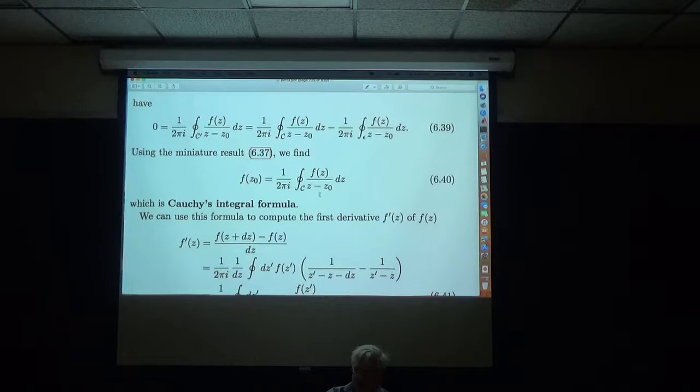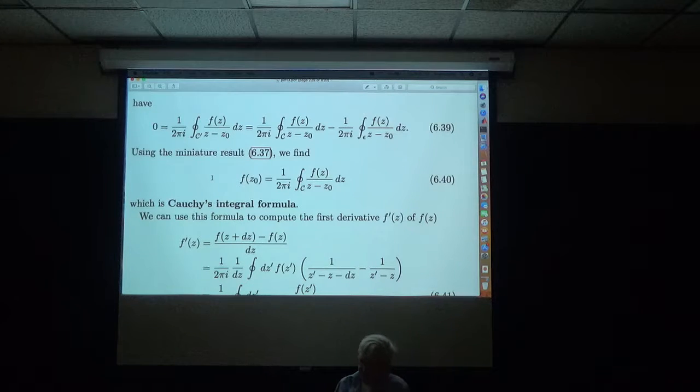1 over 2 pi i times the counterclockwise integral of f of z over z minus z0, and that's integrated along any contour that goes around the point z0 once in the counterclockwise way, as long as the contour is inside the region in which the function f of z is analytic, and moreover, the region inside the contour is simply connected and the function is completely analytic in that region.